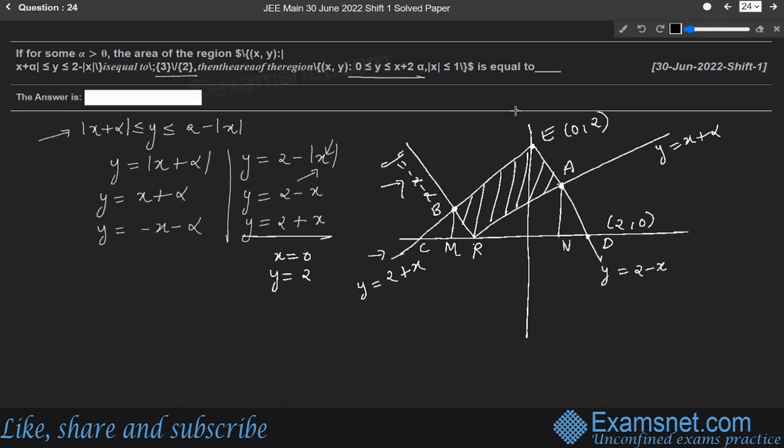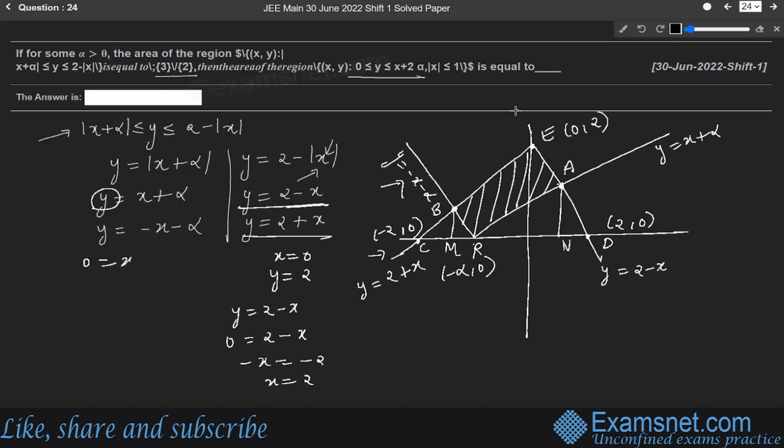If we put y = 0 in this condition, which is y = 2 - x, it will be 0 = 2 - x. So minus x will be equal to minus 2, so x will be equal to 2. So we have another point, (2, 0). Now, if we talk about point C here, it will be (-2, 0). I hope the diagram is clear to you. And the coordinates of point M are (-alpha, 0). How (-alpha, 0)? If we put y = 0 here.